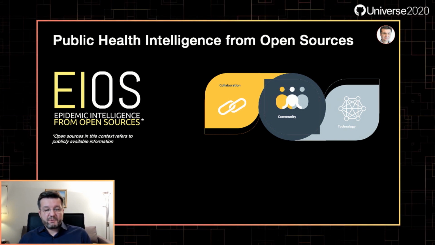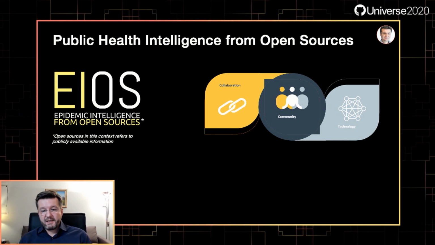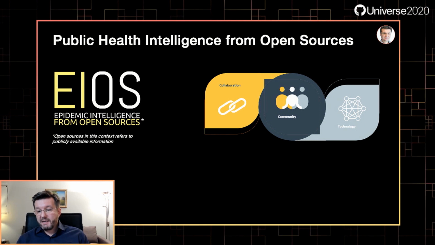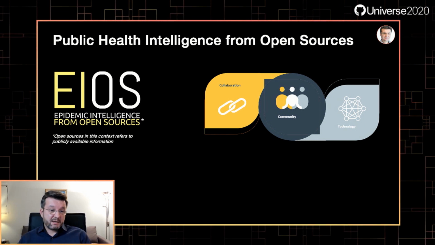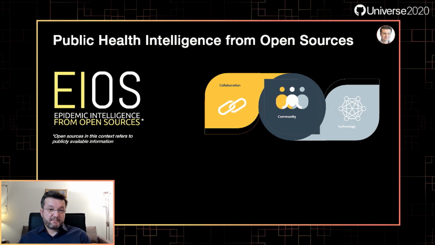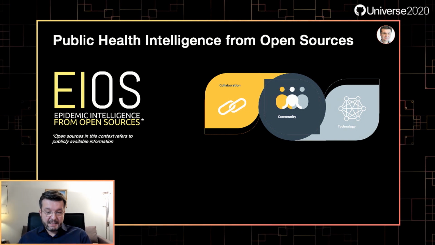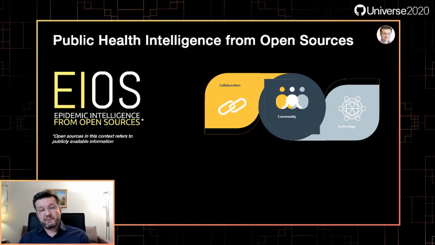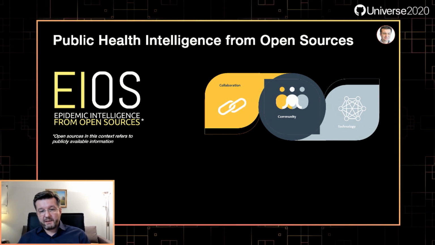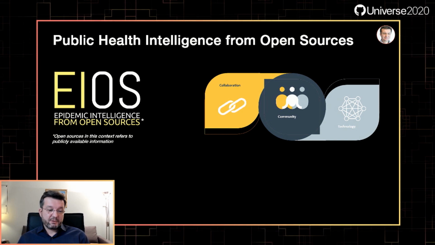Information can come from different sources, such as healthcare facilities, clinicians, laboratories, pharmacies, news, communities, field workers, hotlines. Some sources are publicly available, some are not. Epidemic Intelligence from Open Sources is a WHO-led global initiative. The community of practice monitors publicly available information, mainly from news channels, but other public sources. And this call is called Public Health Intelligence from Open Sources.